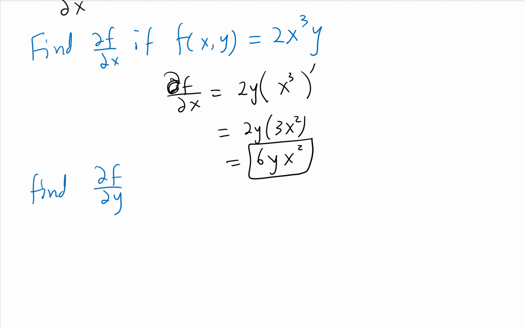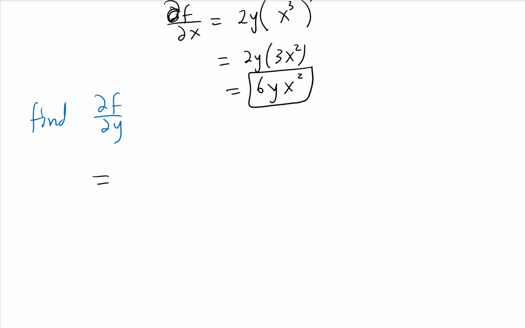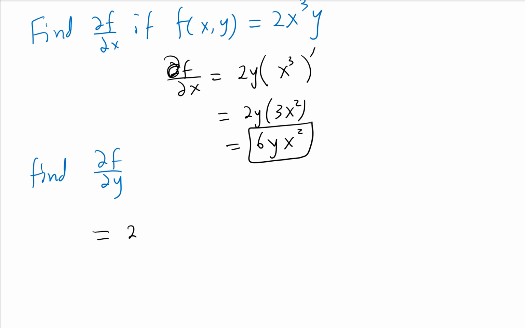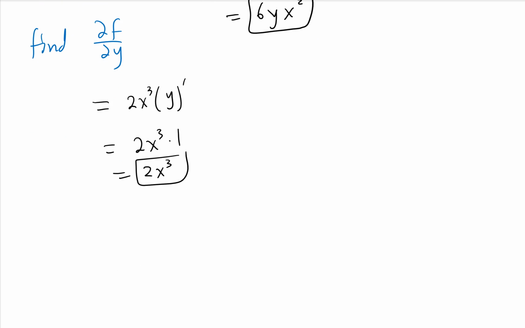Try the same way. Find partial f, partial y. For partial y, this means we're going to find the derivative of the same function, 2x cubed y. So the x is a constant. All you have to do is find the derivative of y, which is simply 1. So that's 2x cubed. So you assume the rest are constants.